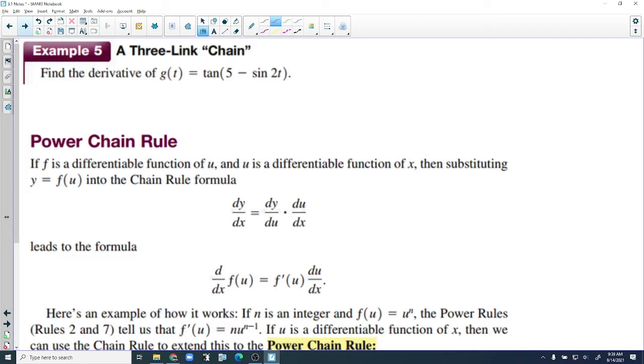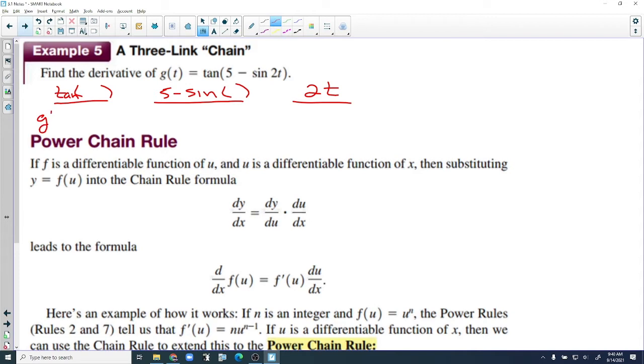There are 3 inside functions here. The first one is tangent of something. Then the next function is 5 minus sine of something. And then the last function is 2t. So there's 1, 2, 3 functions. This is a 3-layer function.